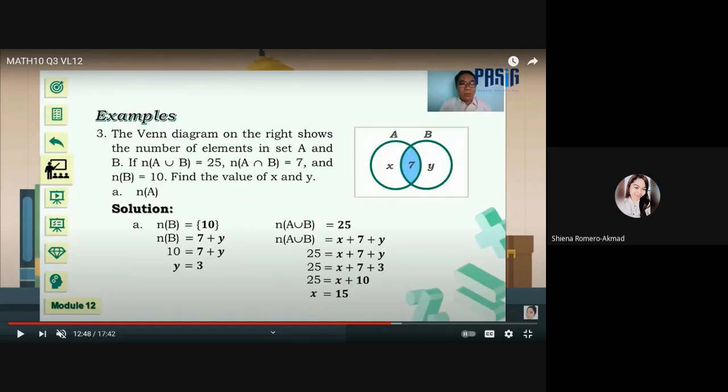Wait lang. Kasi part na siya nung 10. Bakit X is 15? Di ba dapat X plus 7 din yun? Tama yung sagot natin. X is 8. 8 plus 7, 15. And 3 plus 7, 10. Mali to. I-correct na lang natin. Okay.